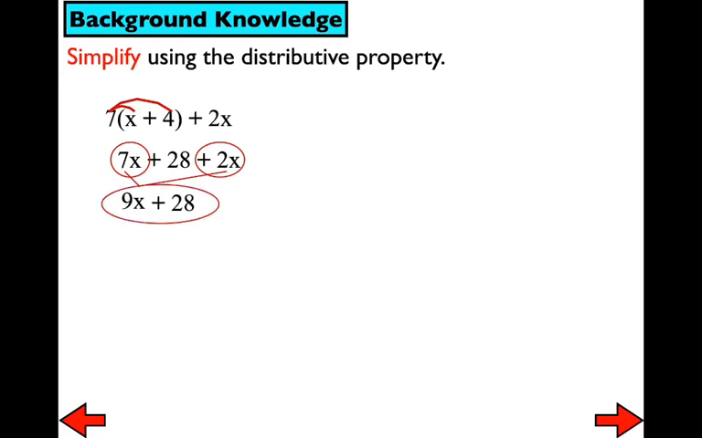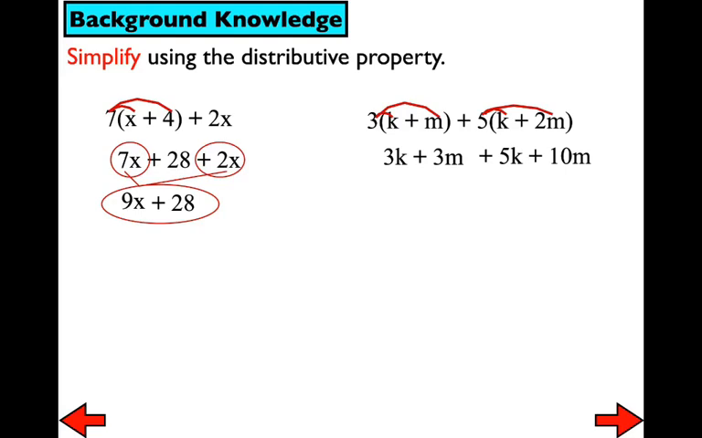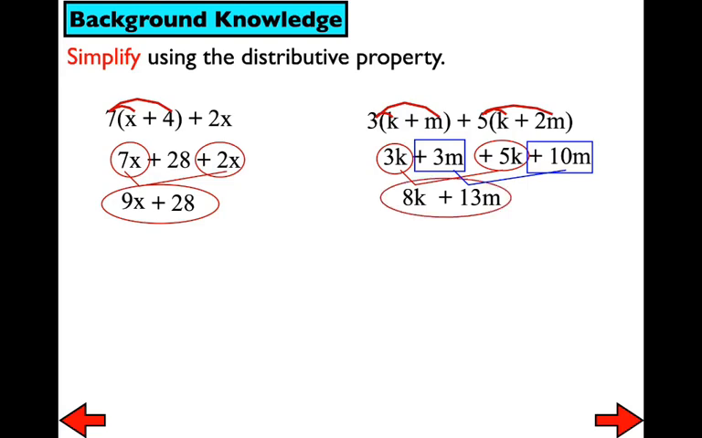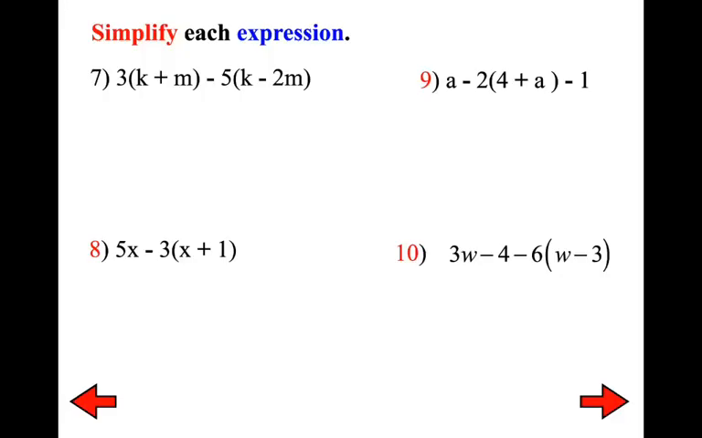Okay? And then maybe a problem like this one where we have to actually use the distributive property twice. So we end up with 3k plus 3m, and then plus 5k plus 10m. But we're not finished because we can combine our k's together right there, and we can combine our m's together right there. So the entire original problem simplifies to 8k plus 13m. That all should seem relatively easy so far.